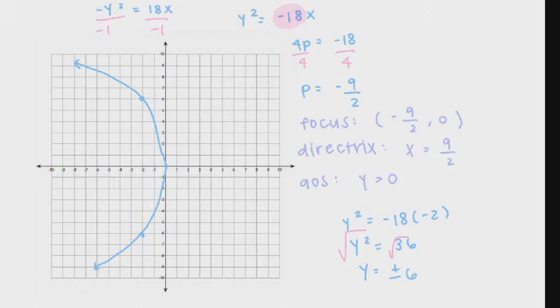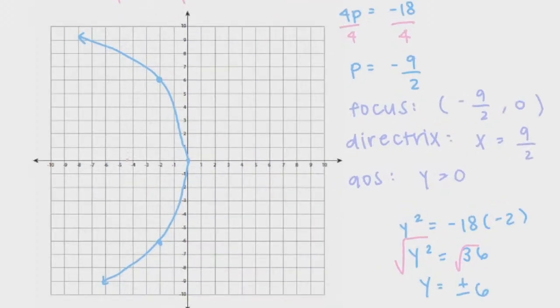Okay, so now we're going to plot our focus, which is at negative 9 over 2, 0. So that's negative 4.5. This is the focus. And the directrix is going to be a vertical line on the other side. So that's going to be at 4.5. X equals 4.5. Sorry, I don't know why it's not drawing all the way. Okay. And there's our directrix.